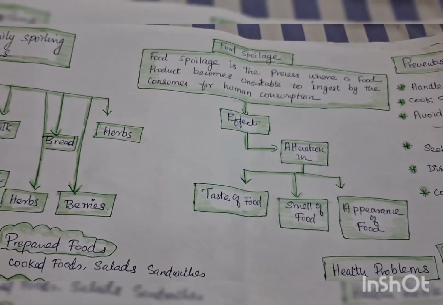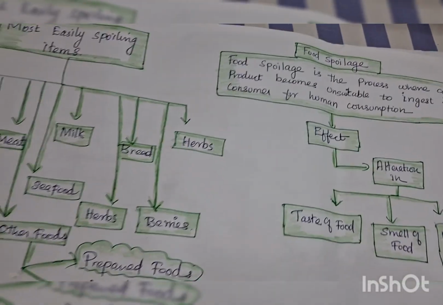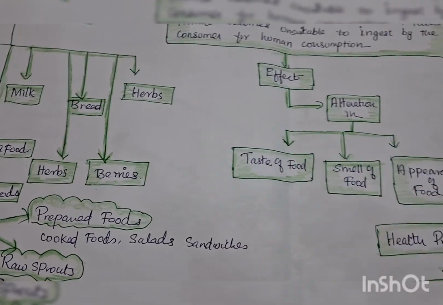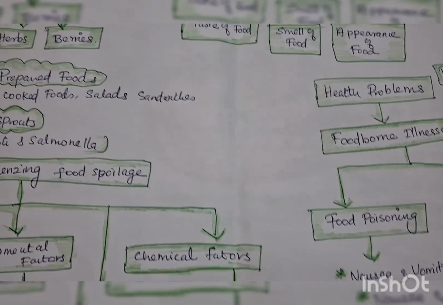So I hope you will write it in a very good manner about what food spoilage is. Understand? You must write the definition, the ill effects, what all the items are, and the health consequences. Thank you.